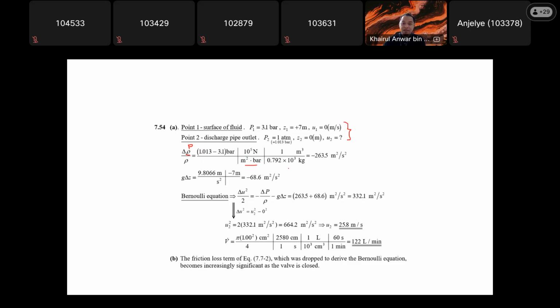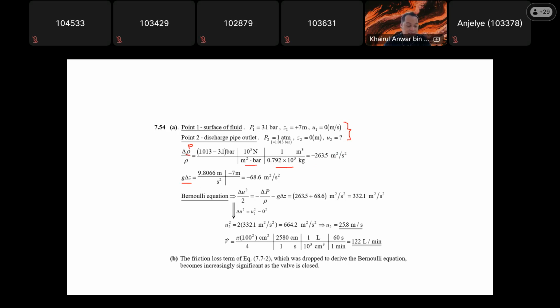Then this is an information. This is the density. So this is the density for the ethanol. It means 792 kg per meter cube. So the expression delta P over rho is equal to negative 263.5 meters squared per second squared.